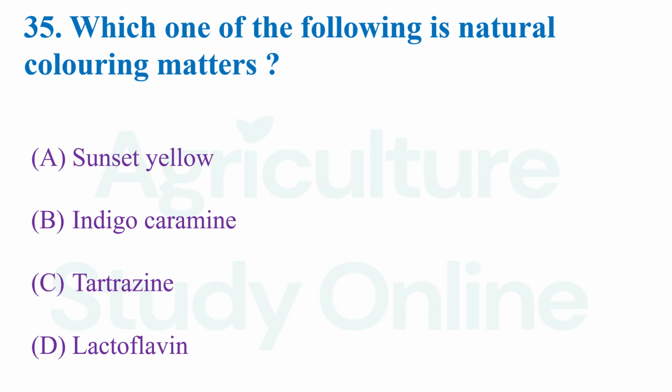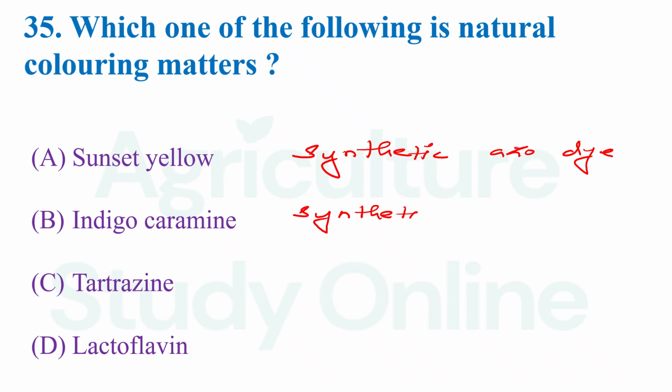Question number 35. Which of the following is natural coloring matter? First, sunset yellow. It is a synthetic azo dye. Indigo carmine. So it's a synthetic dye. Tartrazine. It's a synthetic artificial color.